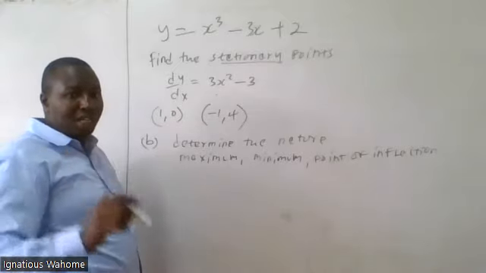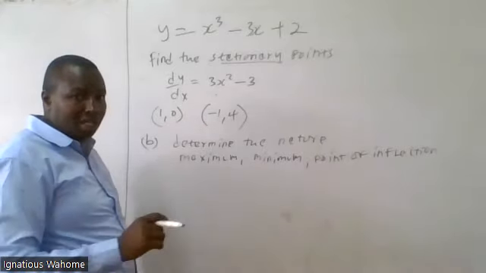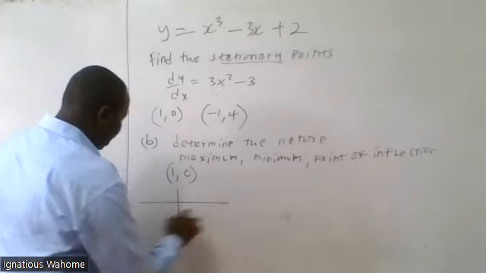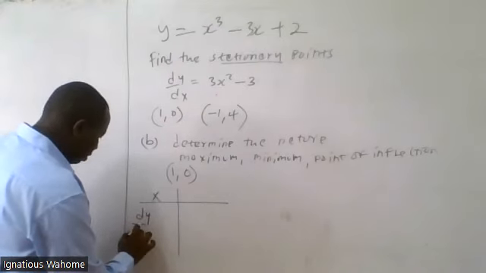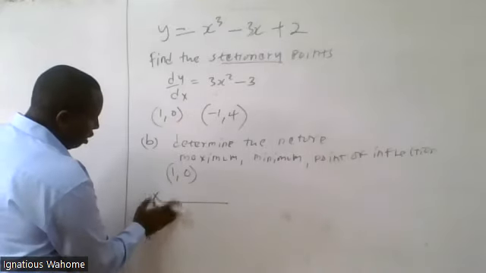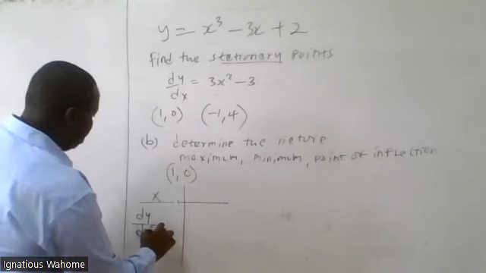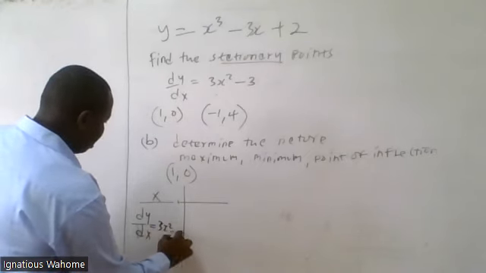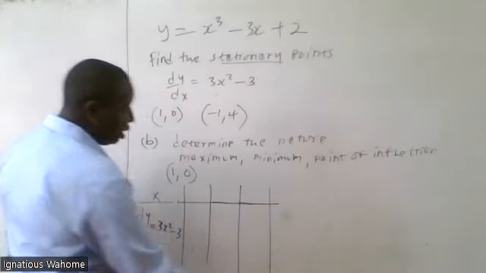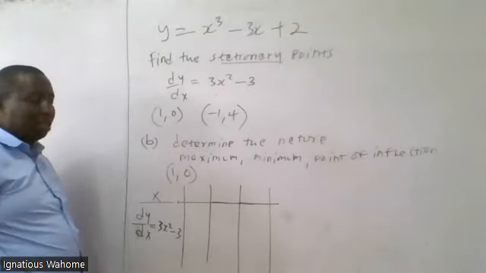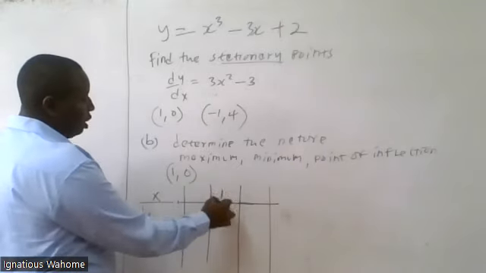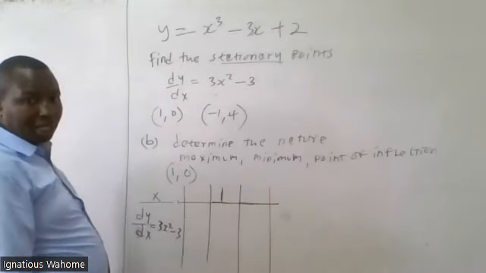Now, I'll use the first derivative method to get this. What you do, you take this point 1, 0, and then you take your function dy/dx. So our function dy/dx is 3x squared minus 3. I want us to use the first derivative. You take the value of x you want to determine, 1, and you put it at the center there.